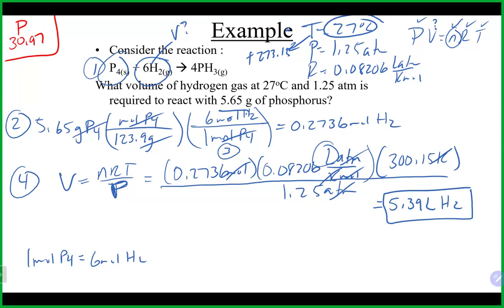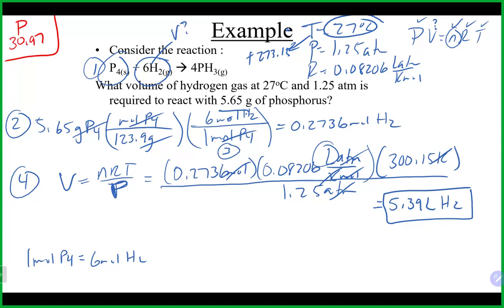Any questions on those steps there? That, by the way, would not be a yield because that is not a product, right? That's a reactant. So again, a yield can only be a product. So basically what that number represents is if you were to do this reaction with 5.65 grams of phosphorus, you would need to toss in there 5.39 liters of H2 gas to get this reaction to go. Any questions on those steps there?